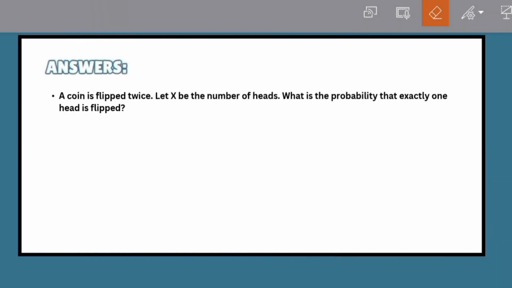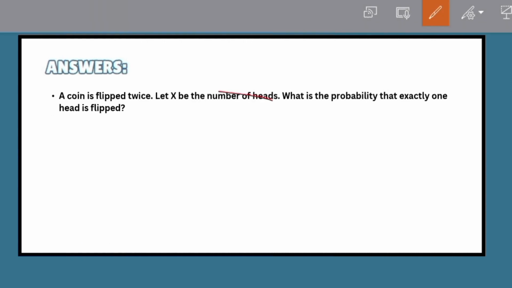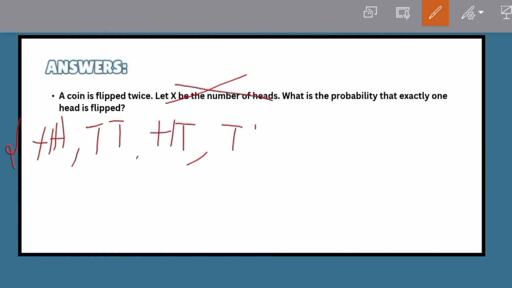So our first question is, a coin is flipped twice. Let X be the number of heads. What is the probability that exactly one head is flipped? A coin is flipped twice, and our sample space has 4 probable outcomes. Either we get 2 heads, 2 tails, a head on the first flip and a tail on the second flip, or a tail on the first flip and a head on the second flip.